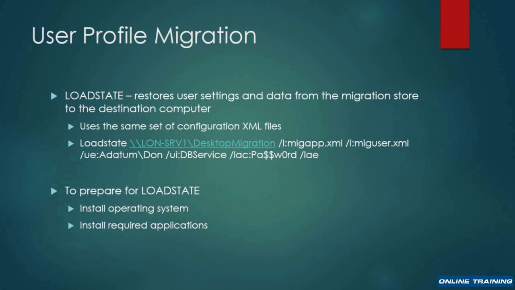Now to prepare for this, we already said you have to install the operating system, you have to install the applications, and you should do any updates. Obviously the operating system has to be installed, but as we talked about, if the application is not there, then it may not fail per se, but the settings for any applications that aren't installed will just not be restored because there's nowhere to put them. There is no application pointing towards them. So it is very important that you follow that order.